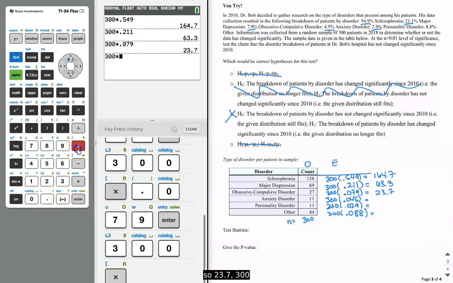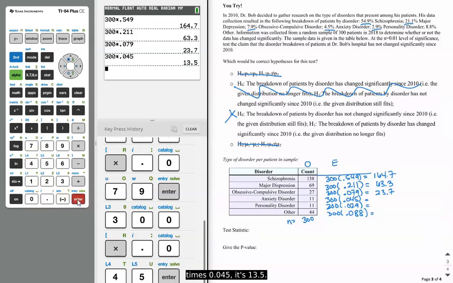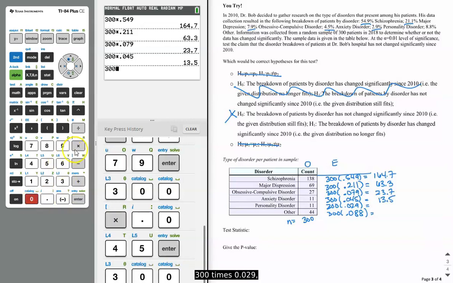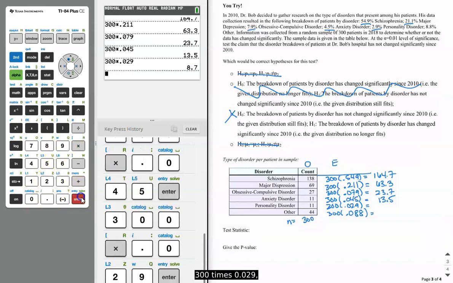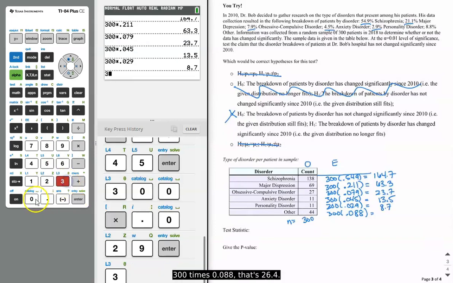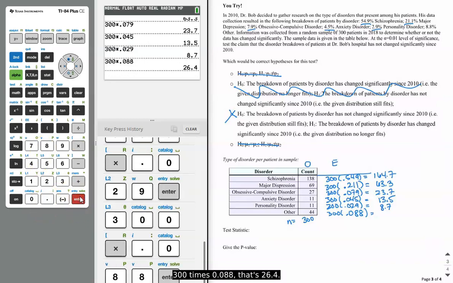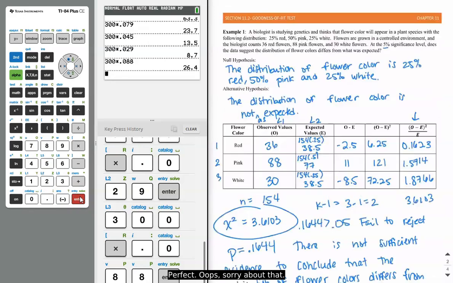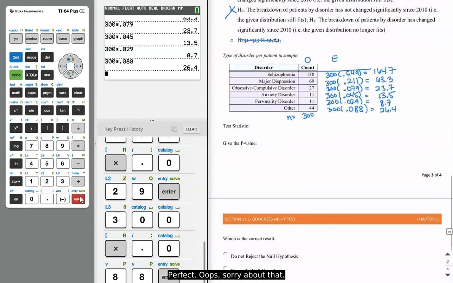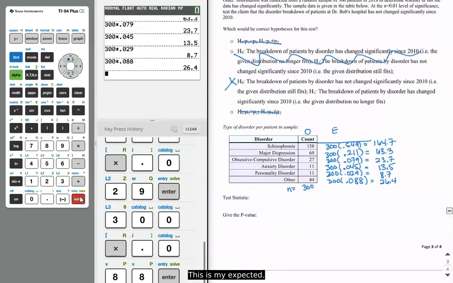300 times 0.045, so 13.5. 300 times 0.029, so 8.7, and then my last category, 300 times 0.088. All right, so 26.4. Perfect. Okay, so this is my expected, right?